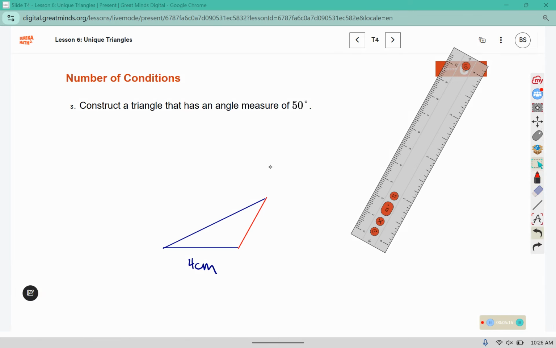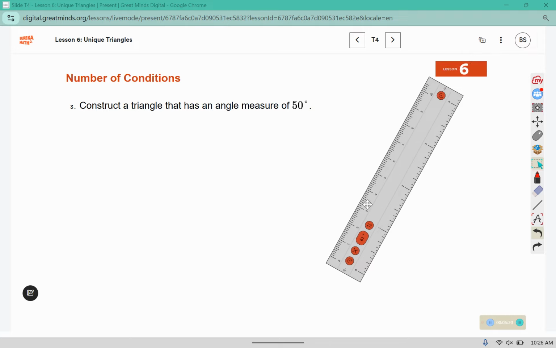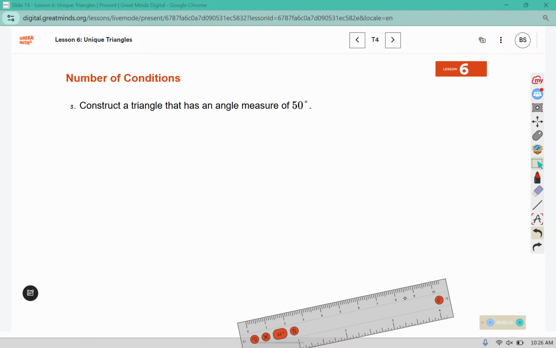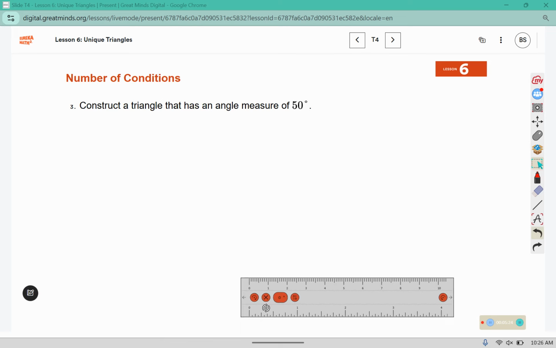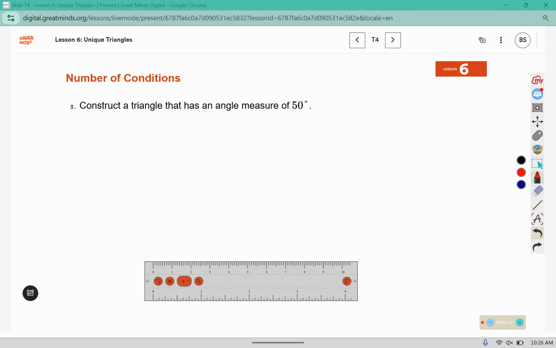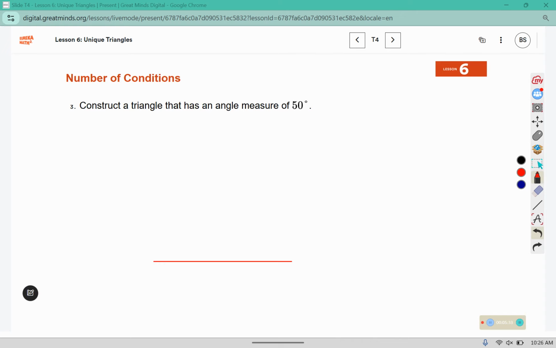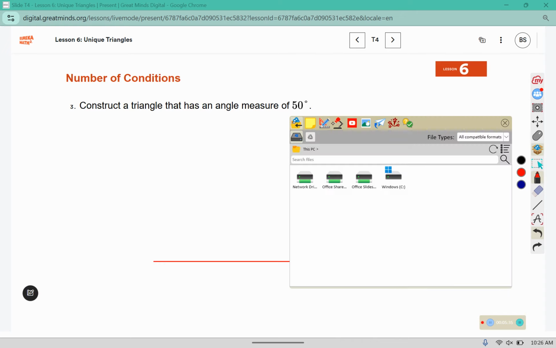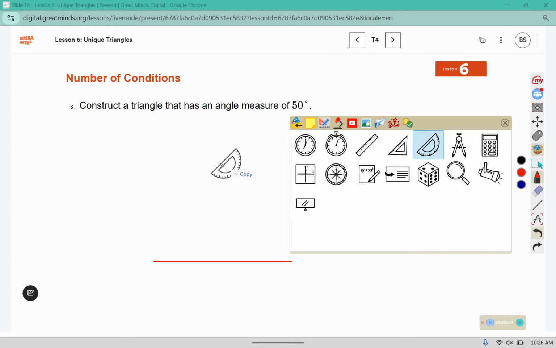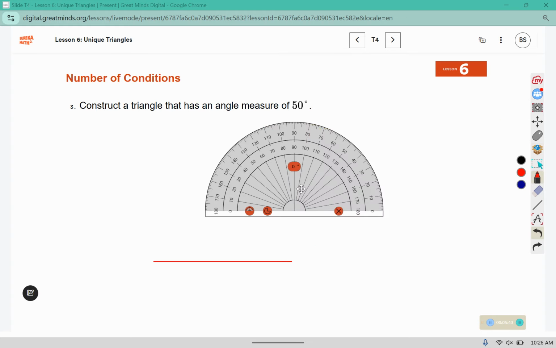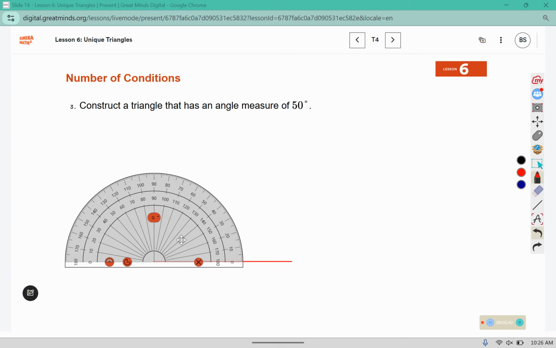Here we need to construct a triangle that has an angle measure of 50, but it doesn't tell me any information about how long the side lengths need to be. So I'm just going to use my straight edge to draw a side length. It does not matter how long. And then I'm going to pull out my protractor, and I'm going to create an angle that is 50 degrees. So I will line it up on the line and the end point there, and then I will create my mark at 50.